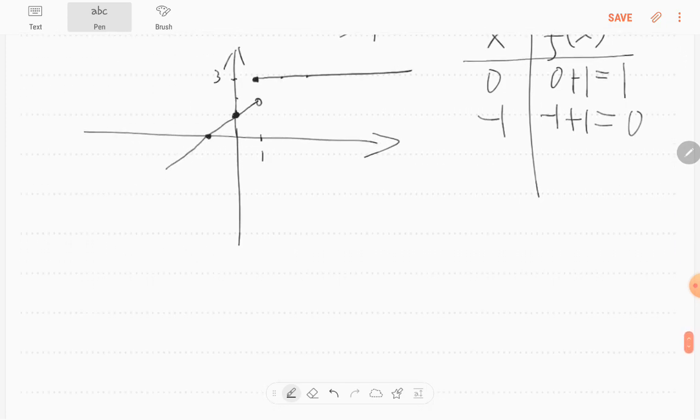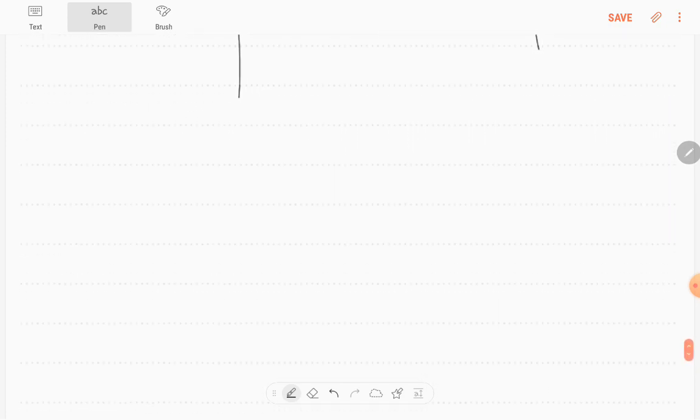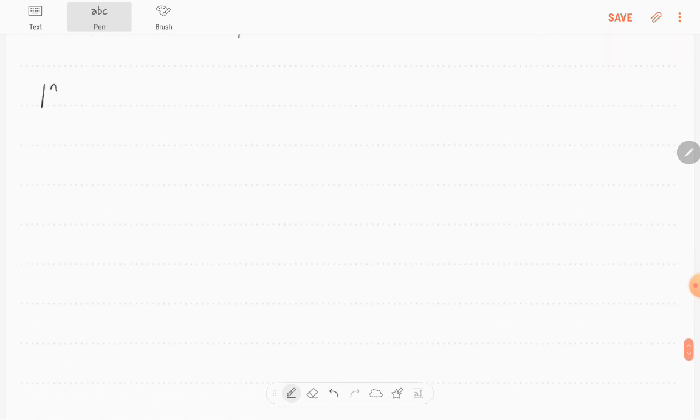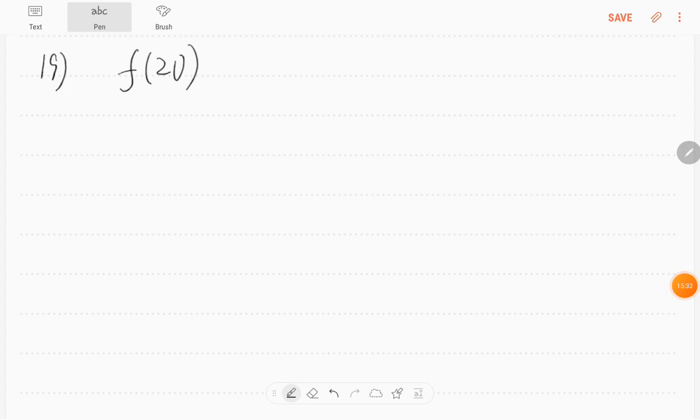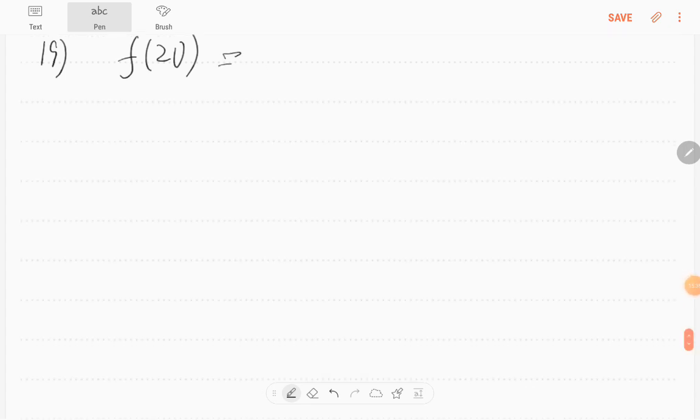Okay. 18, 19. So we use the graph to find f of 20. From the graph, when x equals 20, f equals negative 10.